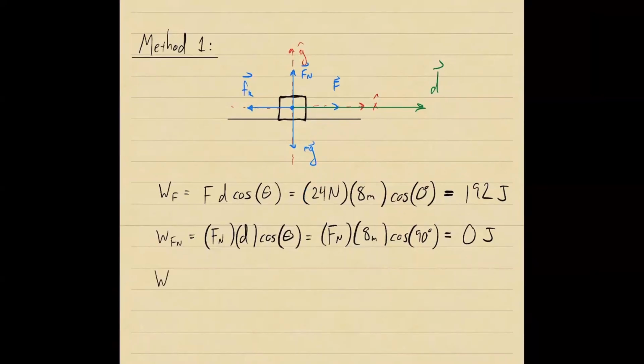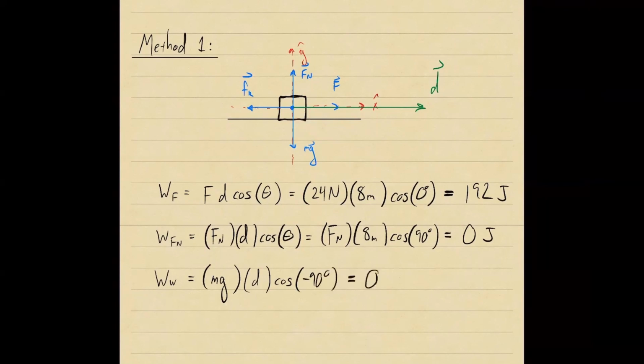So I'll call the work done by the weight W sub W. It's going to be the magnitude of the weight times the displacement times cosine. In this case, we're going to call this negative 90 degrees because we're starting from the positive x-axis and then going clockwise, which means negative 90 degrees. But this is still 0 joules of work done by the weight in this case.